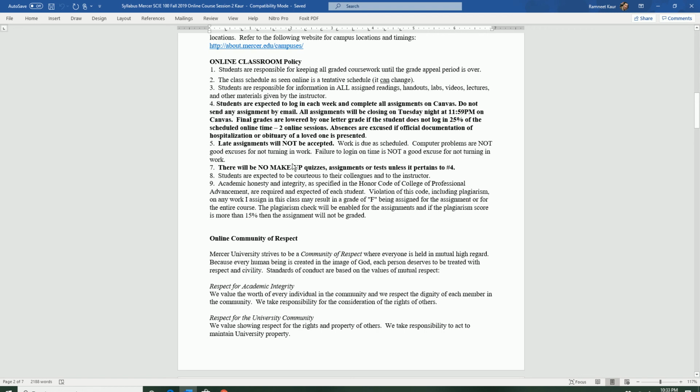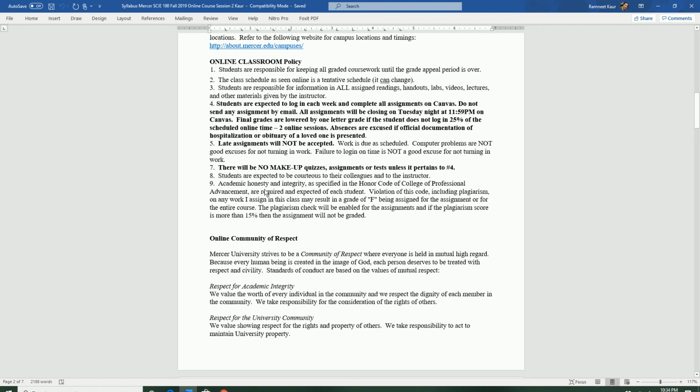Late assignments will not be accepted. Work is due as scheduled. Computer problems are not good excuses for not turning in work. Failure to log in on time is not a good excuse for not turning in the work. So you understand, right? There will be no makeup quizzes, assignments, or tests unless it pertains to number 2. If you have some kind of urgency or emergency, anything bad happens, please provide the official documentation and the deadlines can be extended. Students are expected to be courteous to their colleagues and to the instructor.